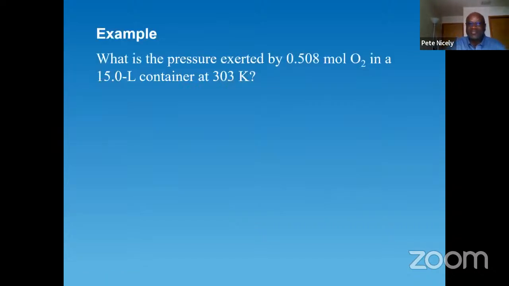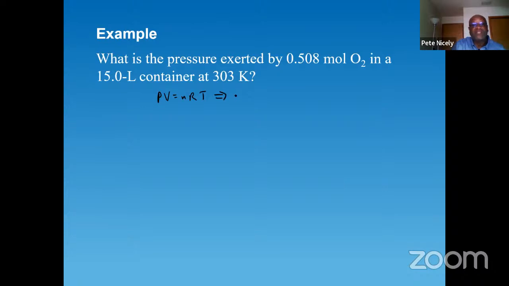Okay, so let's look at some examples right here. The question says, and this is basically based on the ideal gas equation, what is the pressure exerted by 0.508 moles of oxygen in a 15.0 liter container at 303 Kelvin? So in this particular case, the equation that we're going to use, of course, is the ideal gas equation, which is PV is equal to nRT. What the question is asking for is P.